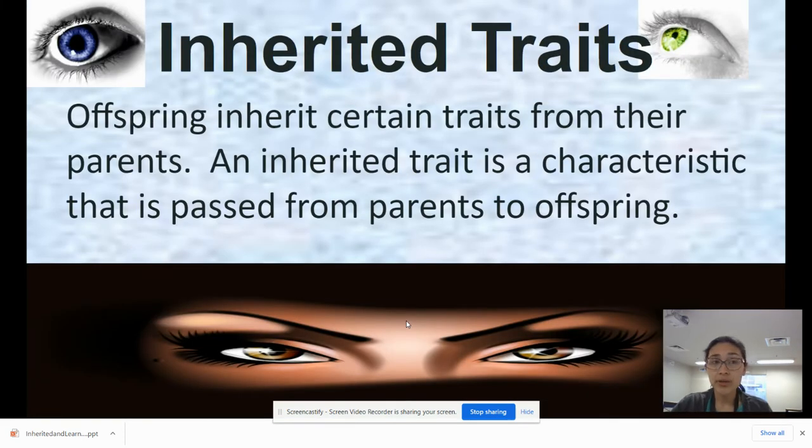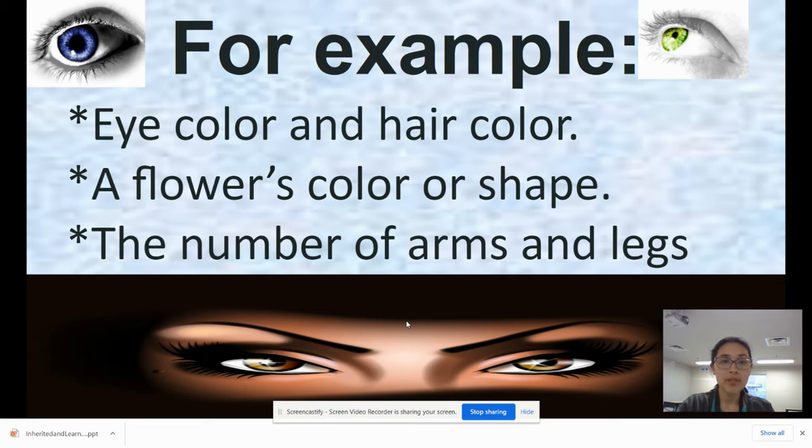Inherited traits are those things that you inherit from your parents. An inherited trait is a characteristic that's passed on from parents to offspring. Those are things like your eye color, your hair color, your skin color, your height, long fingers, large nose, small lips, whatever. Those things that are part of you because they came from your parent. Examples: eye color, hair color, flower color or shape, and the number of arms and legs. Of course we have 2 arms, 2 legs, so do our parents.